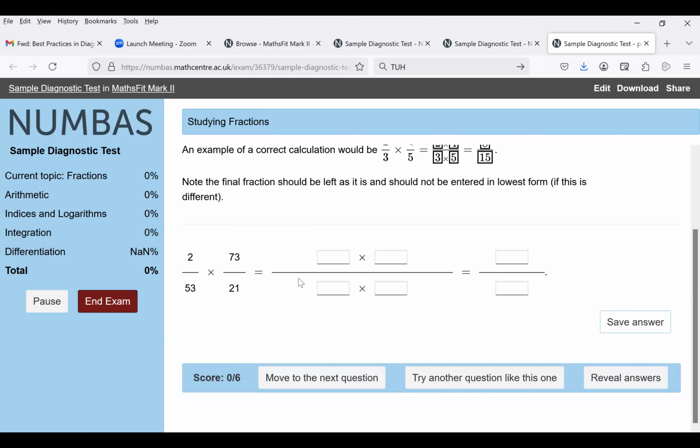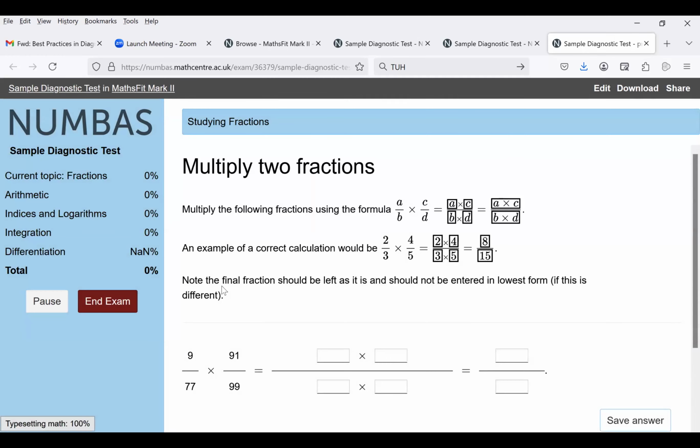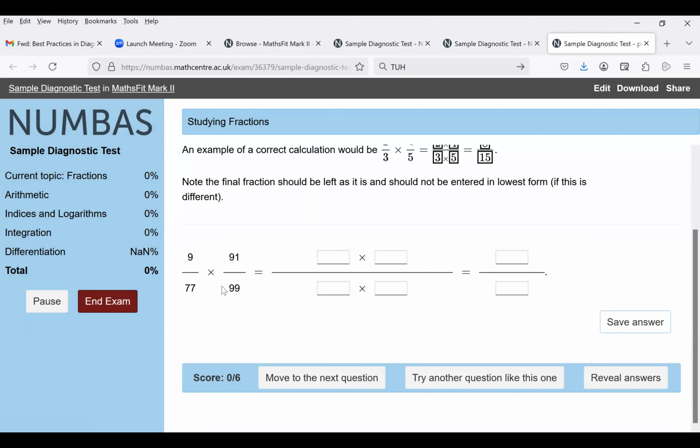And the really good thing about Numbas is it's got a lot of randomization. Here's one question, and you can write these questions so that students have to show their working. If you notice the numbers there, 2/53, try another question like this one. The question will be similar, but it will have different numbers. So students can keep practicing until they feel confident, and you have very strong control over the randomization.